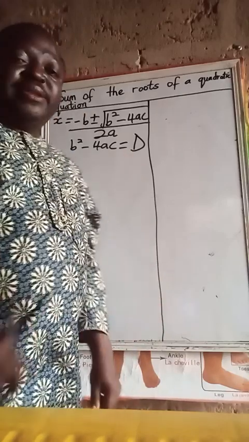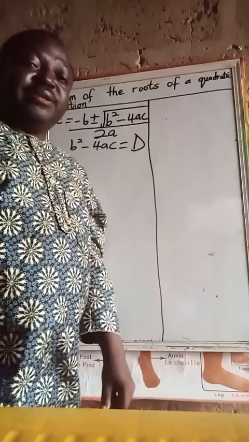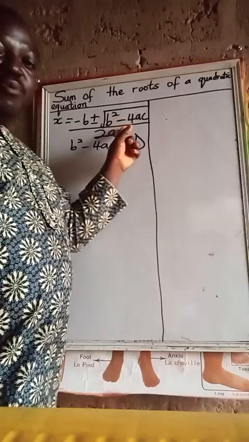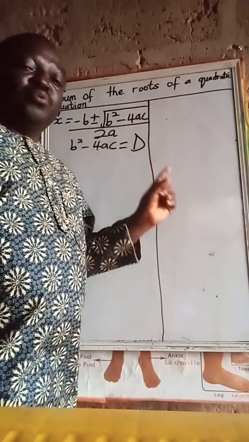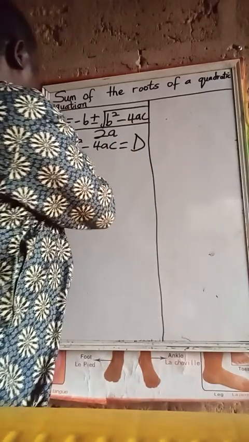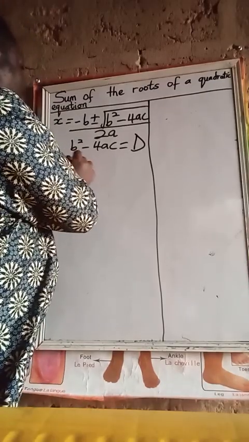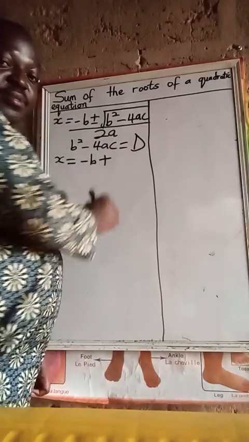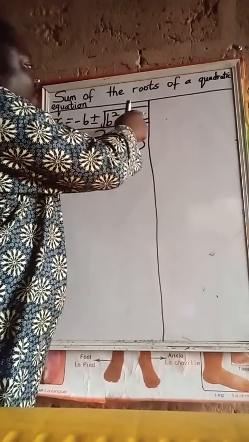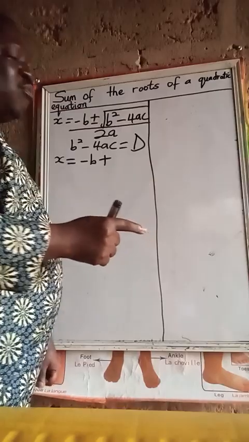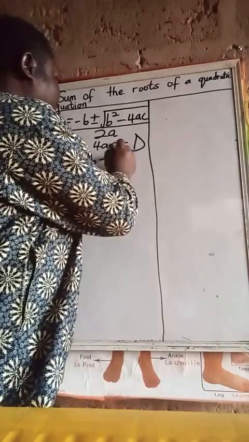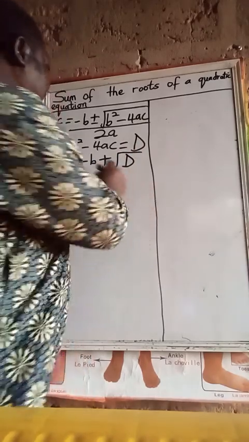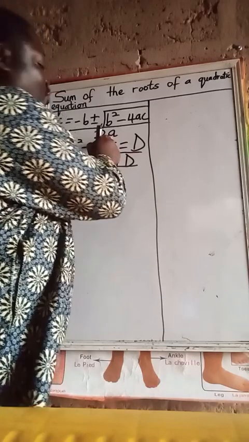It is represented by capital letter D. So take note of this. Whenever you see b squared minus 4ac in this formula, you are going to represent it by capital D. Now let us proceed. So from here, x is equal to minus b plus, instead of the square root of b squared minus 4ac, I want to write root D. So x is equal to minus b plus root D, all over 2a.